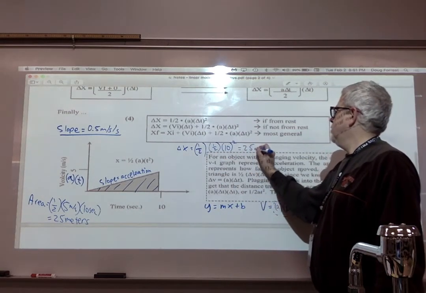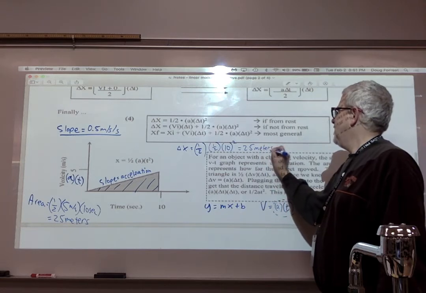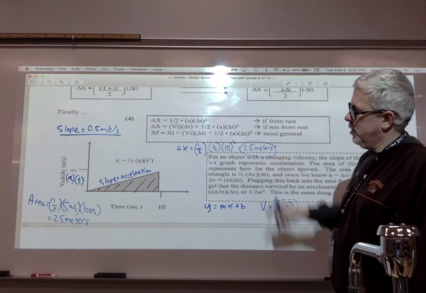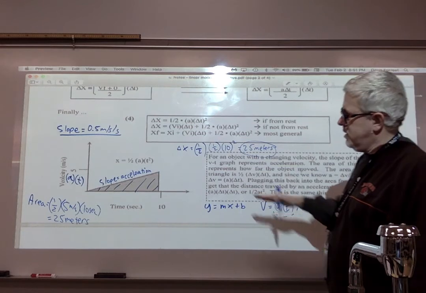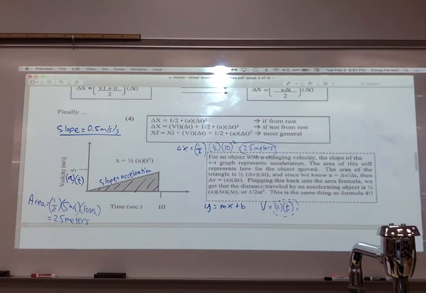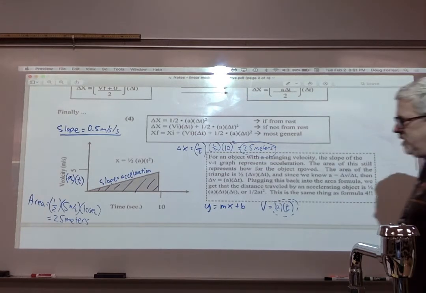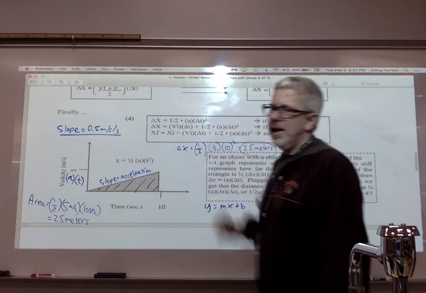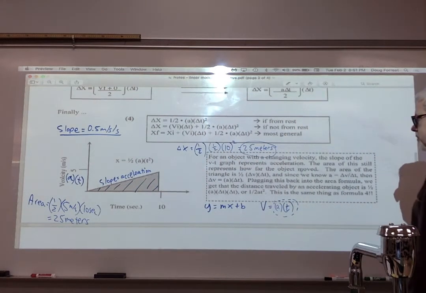Same answer, 25 meters. Now the other thing is, if you remember, when we had our graph before with a constant velocity of 5 meters per second, it had a displacement of 50 meters in the first 10 seconds. This is half as much. Should make sense because we're starting at 0, we're ending at 5 meters per second.